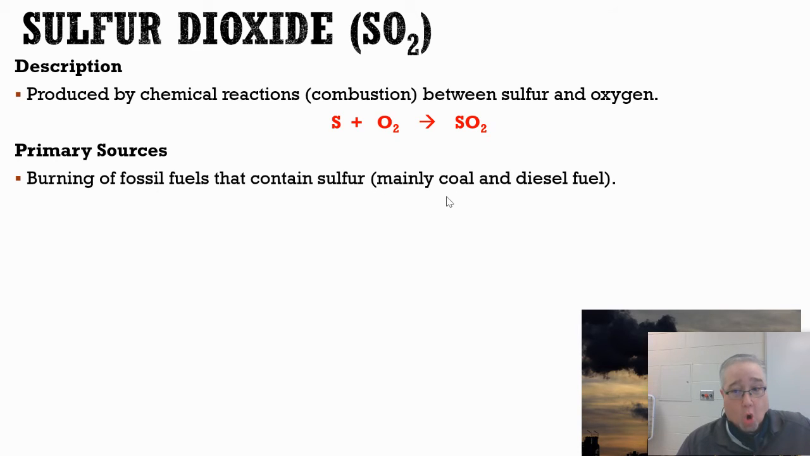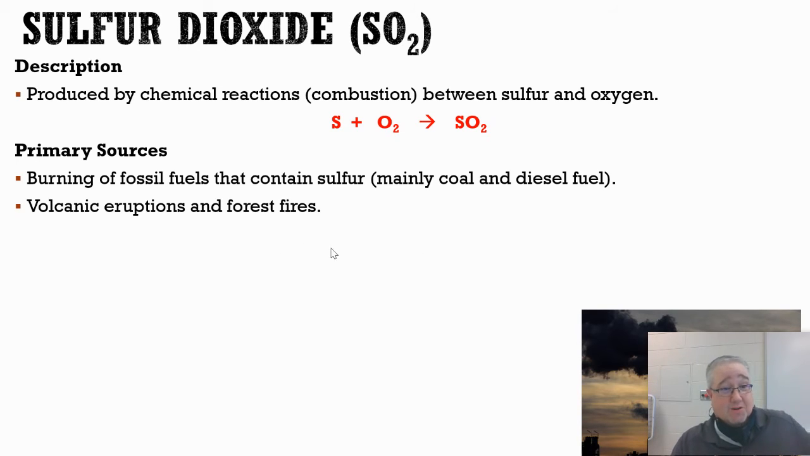Mainly we're talking about coal and diesel fuel, like for big trucks and things like that. If we burn that stuff, it has sulfur in it, and we're going to get SO2. Now, there are some other things that produce SO2, volcanic eruptions and forest fires, but those are natural things that have been going on for a long time. Now, some forest fires are not natural, right? They are caused by humans, so that would increase the SO2. That would be more of an anthropogenic way. But again, some of those things are just naturally occurring.